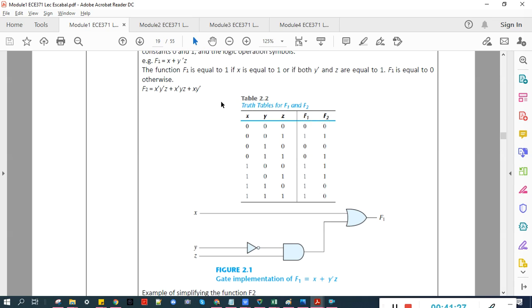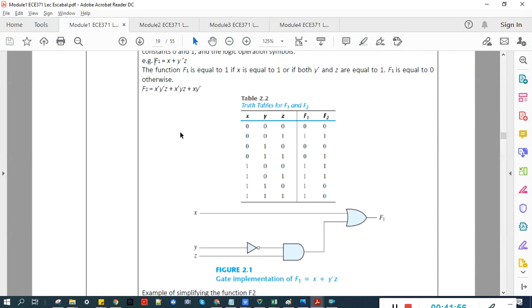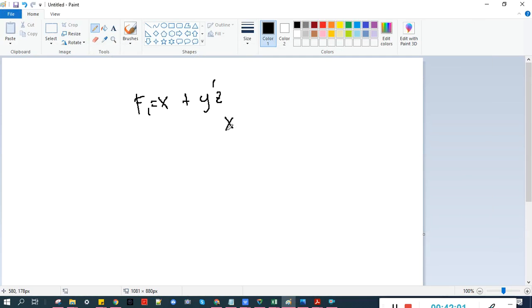You get the output by substituting the value of the input to the Boolean function. For example, let's take this input, xyz equal to 0, 1, 1. Let's write it down. Let's try one input. The input that we have chosen is 0, 1, 1. So x equals 0, y equals 1, z equals 1.